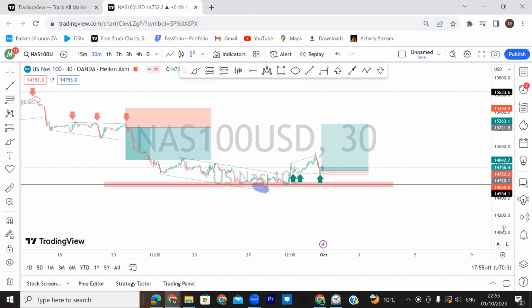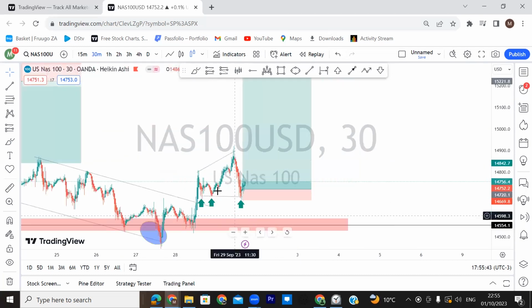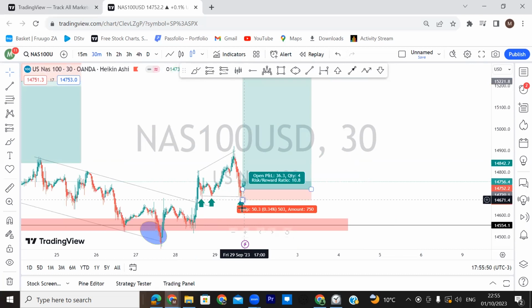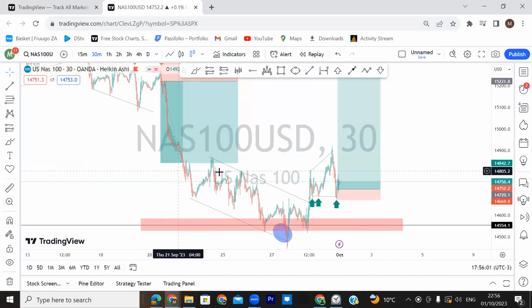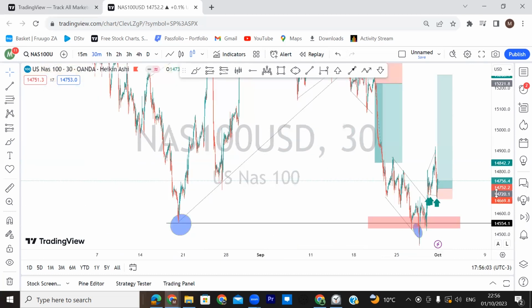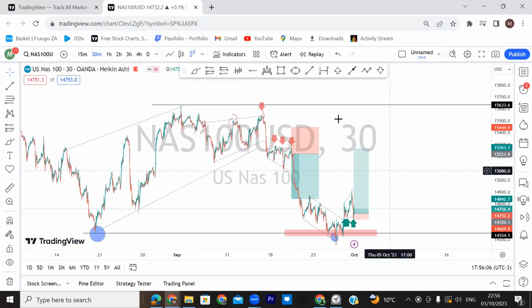Fifth confluence is that on our correction, we have three touches. The third one giving us the highest probability. So we execute at the third touch. That is 5 reasons why I am looking forward to a buy with this setup with NASDAQ.